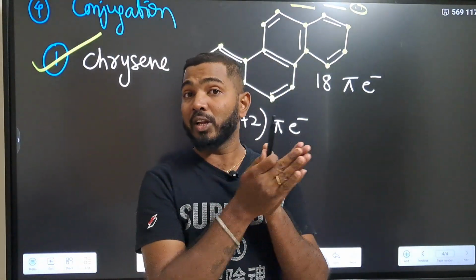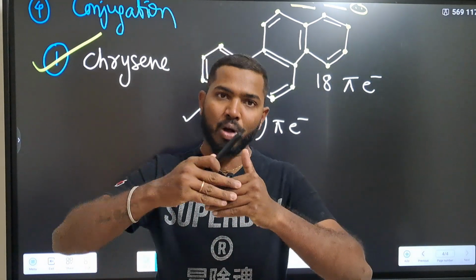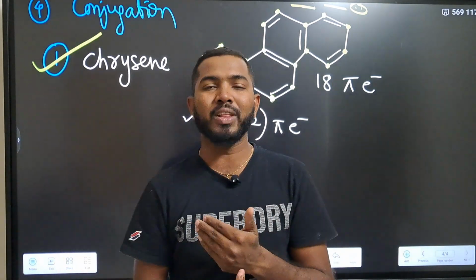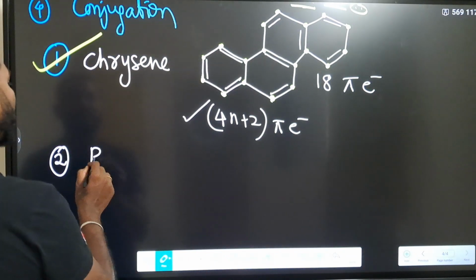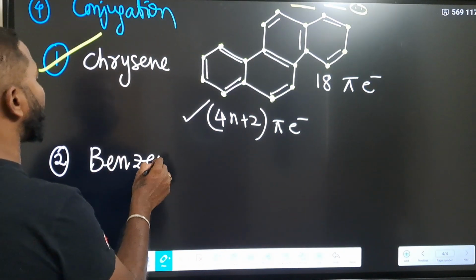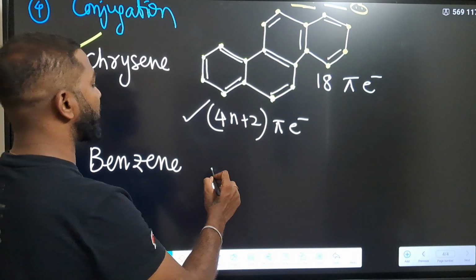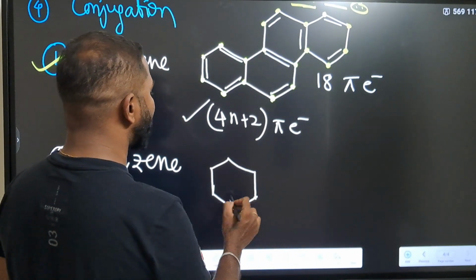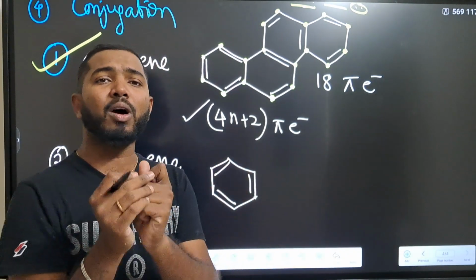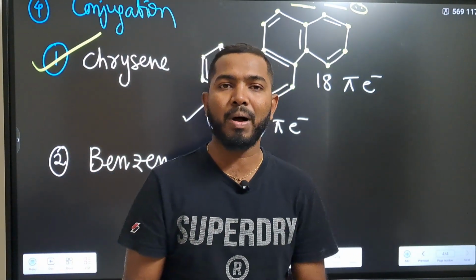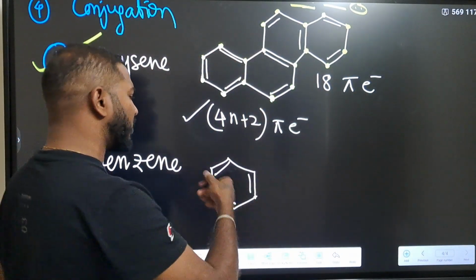At the same time, this is a multiple choice question, so the answer could be one or more than one. If you look at the second option, our very important compound, that is benzene. We know the structure of benzene. It is one of the very important and simplest aromatic compounds we have, that is benzene. Yes, it follows Huckel's rule.